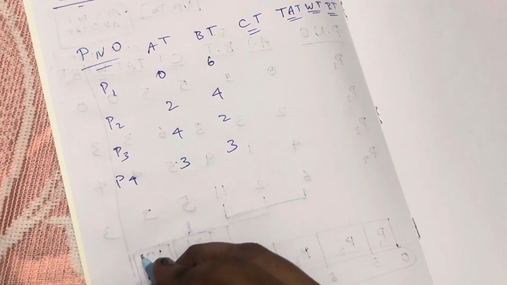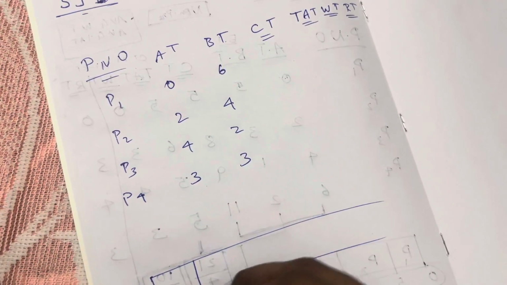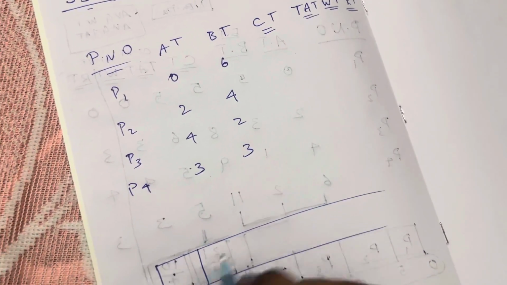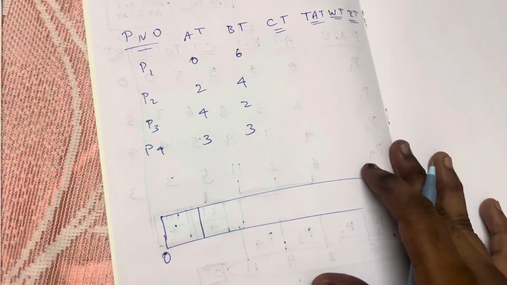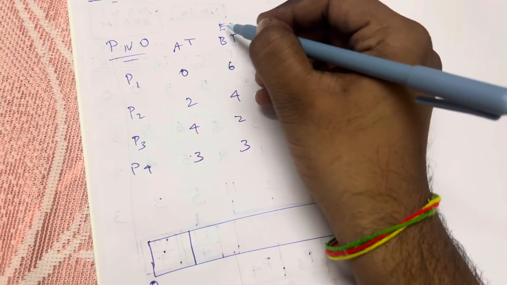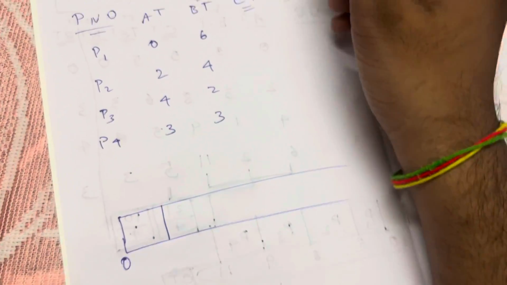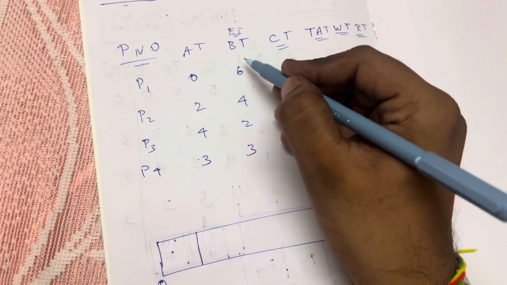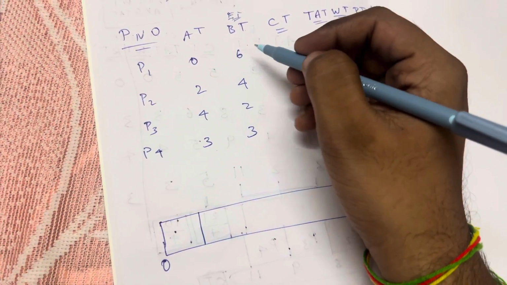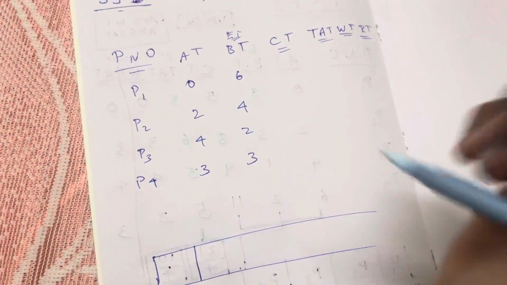Now let's first draw the Gantt chart. So 0, and don't write the values here, okay? 0. I'm going to explain now. The arrival time, you can call this as arrival time as well. So now let's see how the process goes. It is completely based on the arrival time.